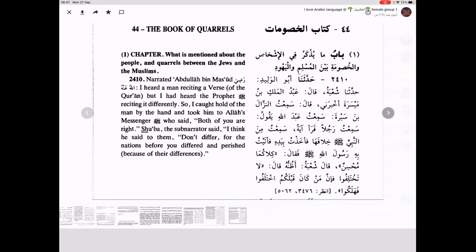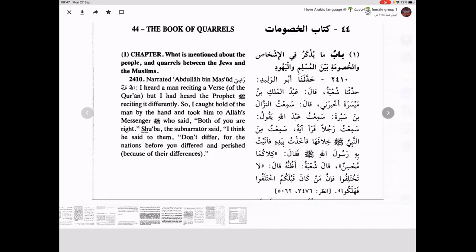What did you learn here? How much they respected and wanted to emulate the Prophet. So when he heard somebody reciting differently from the Prophet, he became angry and took him to the Prophet. And the Prophet made peace between them and said both ways are right.